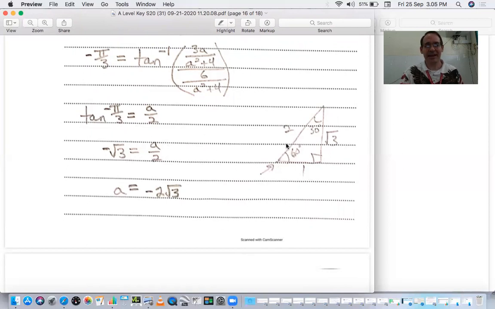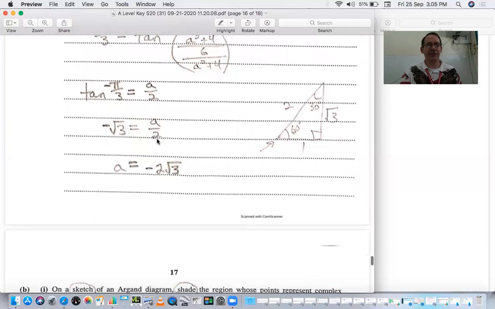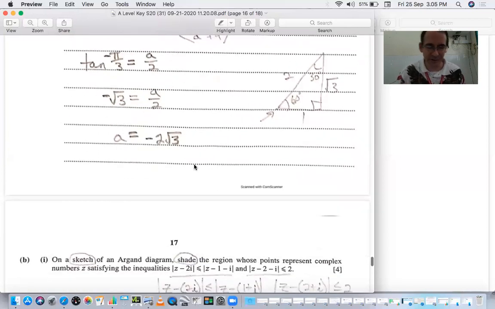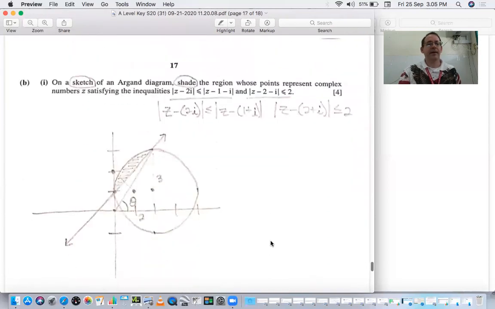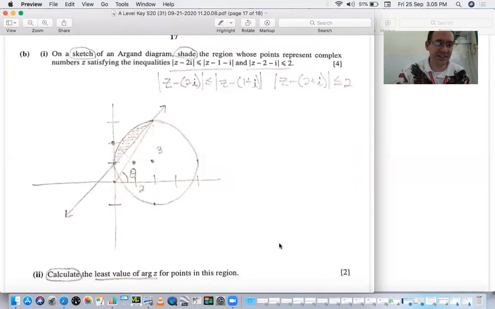So you end up with a negative root 3 over 1, or a negative root 3 equals a over 2 multiplied by 2, and you get a equals a negative 2 root 3. Moving on to the sketching part.